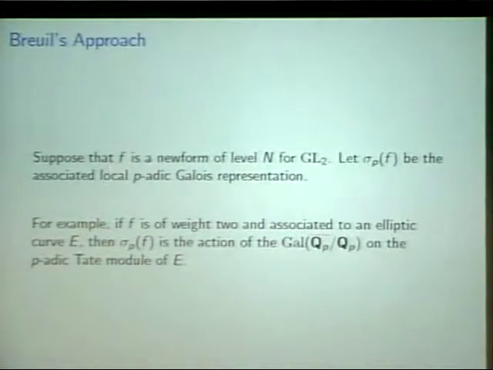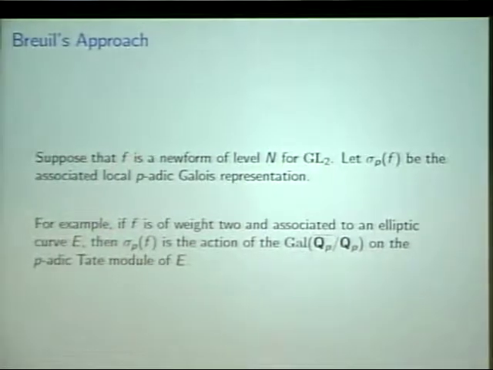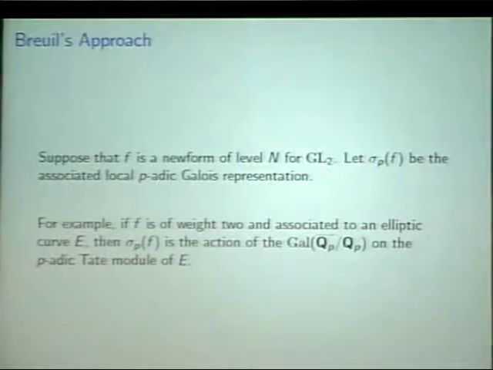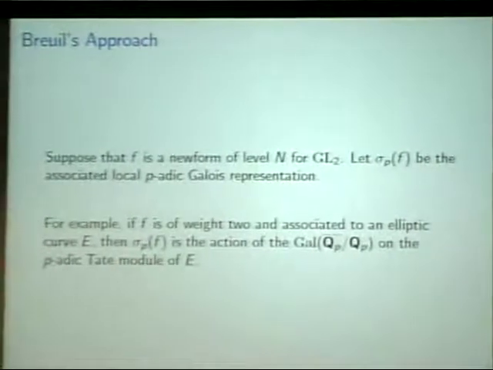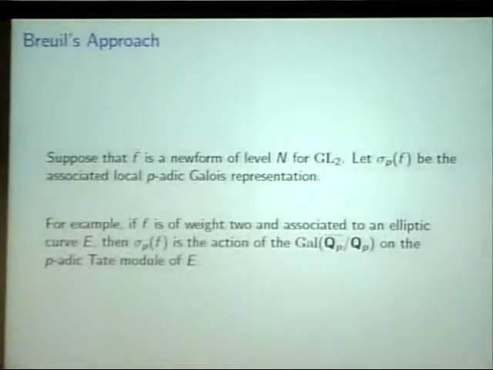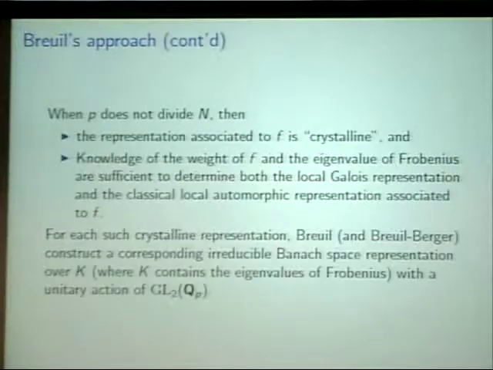So take a modular form of level n on GL2, and you have now just the local p-adic Galois representation. So for example, you're looking here at the action of the Galois group of Q_p-bar over Q_p on the p-division points of a modular elliptic curve. That's the kind of Galois representation that we would have here. So here, if f is of weight 2 and associated to an elliptic curve, then you have the action of Gal(Q_p-bar/Q_p) on the p-adic Tate module. And there's a couple of possibilities for what can happen in that situation.